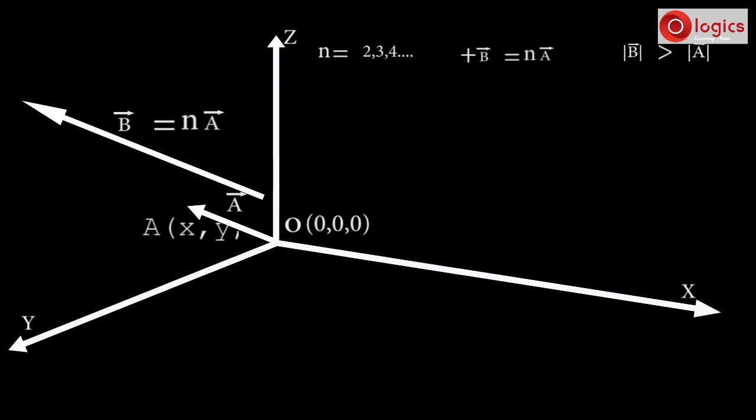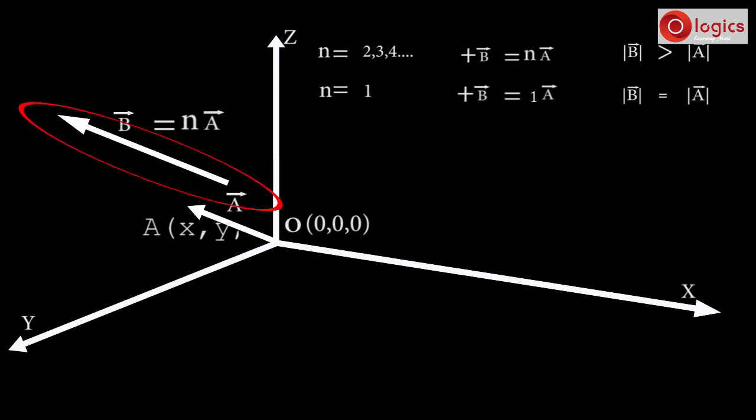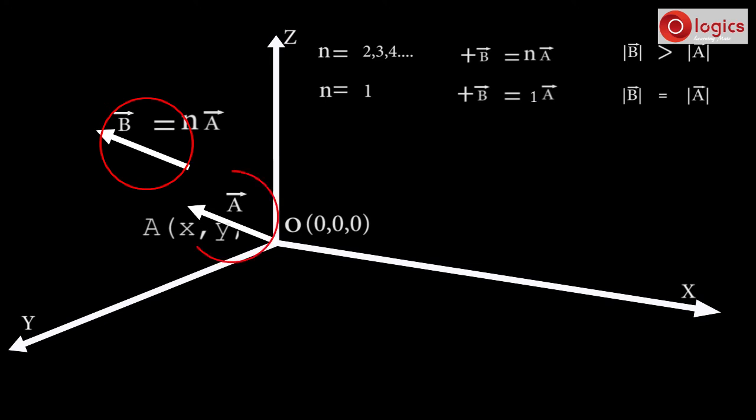Now, let's say n value is 1, which is also positive. Here, B bar is one time multiple of A bar. The magnitude of B bar is equal to A bar. Observe here. The magnitude of B bar and A bar are same and both B bar and A bar are parallel to each other for this case.